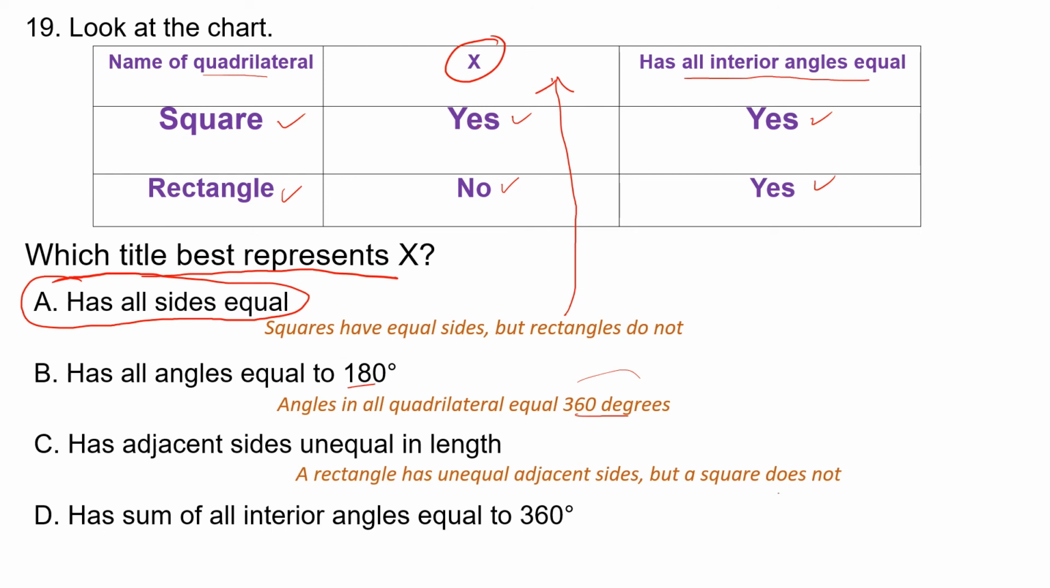And D has sum of all interior angles equal to 360. All angles in quadrilaterals equals 360, so that would be true for both. But we have no up here for a rectangle, so that would not work. So of course A would be our answer.